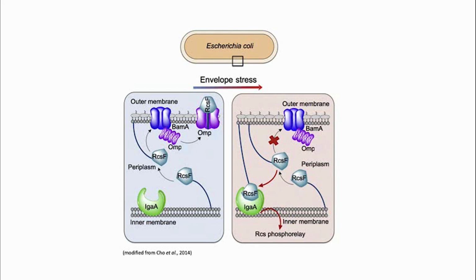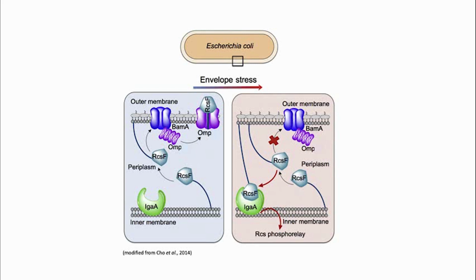Now, let's see a bit more in detail how this outer membrane lipoprotein, RcsF, senses envelope damage by monitoring the activity of the beta barrel assembly machinery BAM. In the image at the left side, we can see what happens in the cell under normal conditions. RcsF will interact with the central component of the BAM machinery, BamA, and BamA will funnel RcsF into outer membrane proteins like OmpC or OmpF.